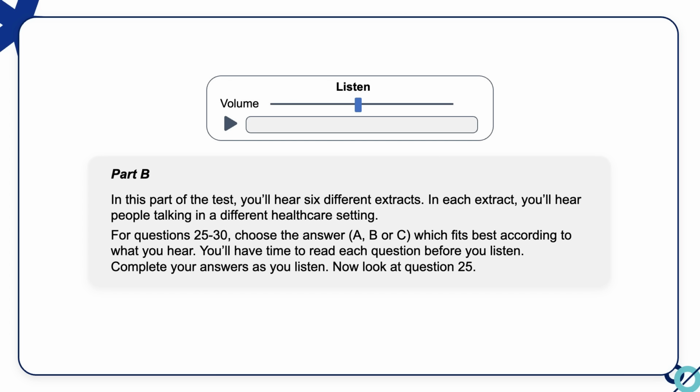Part B. In this part of the test, you'll hear 6 different extracts. In each extract, you'll hear people talking in a different healthcare setting. For questions 25 to 30, choose the answer, A, B, or C, which fits best according to what you hear. You'll have time to read each question before you listen. Complete your answers as you listen.